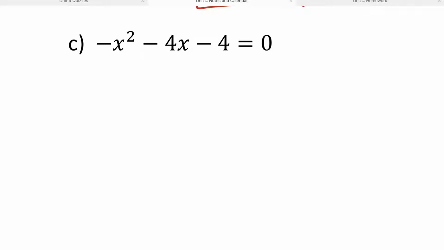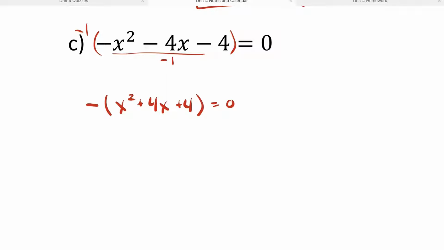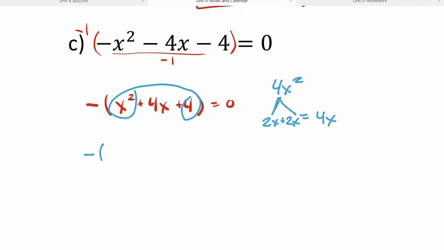All right, so first thing, standard form, check. GCF. There is a GCF, so don't forget, if there's a leading negative, we need to take that out. So if we take out a -1, and we divide everything by -1, that would leave us with -x squared plus 4x plus 4 equals 0. And then we would do our glasses. So 4x squared equals 4x. That would give us 2x and 2x. So we'd end up getting x plus 2 and x plus 2.